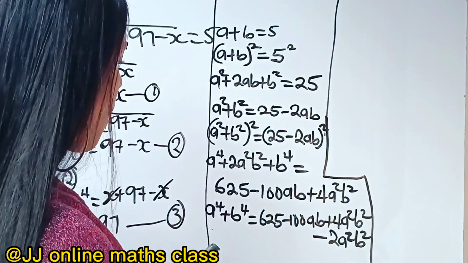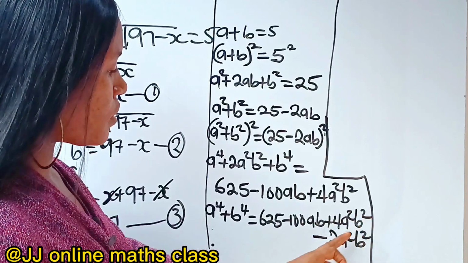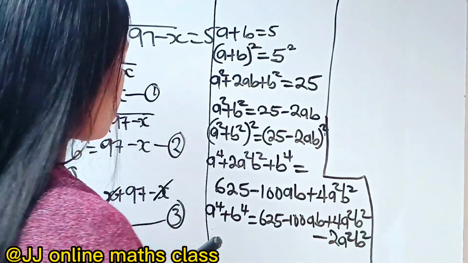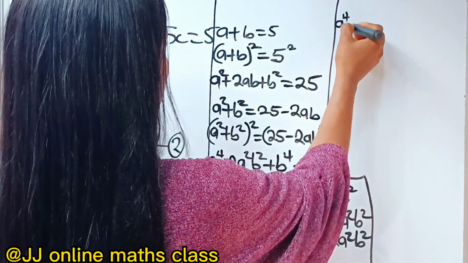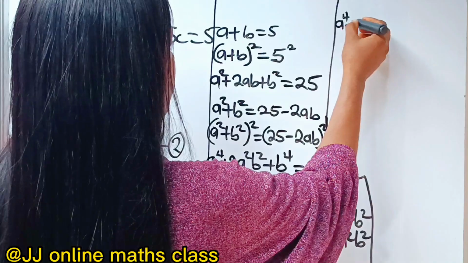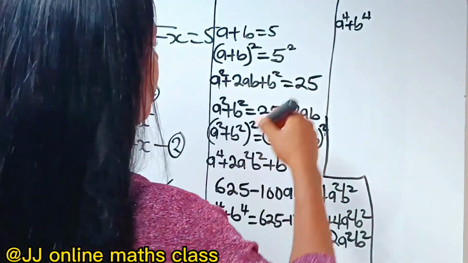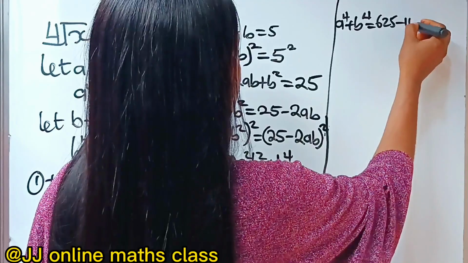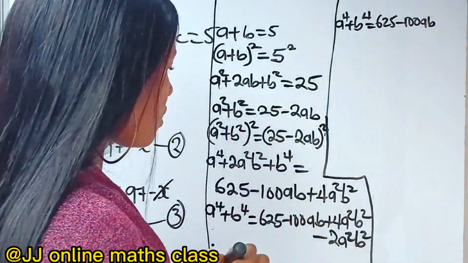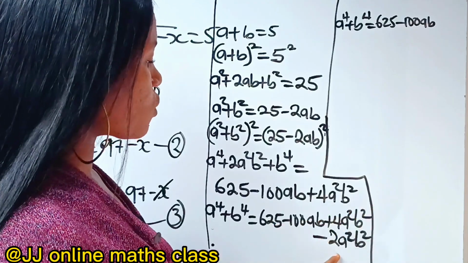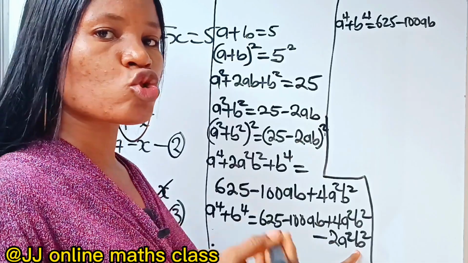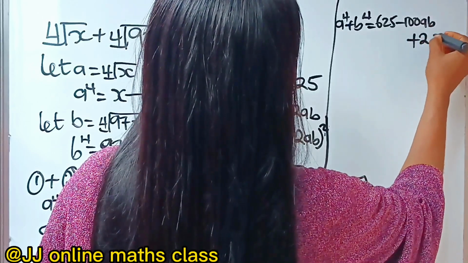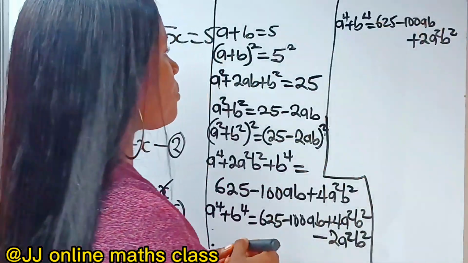We now have that. Notice that we have 4a squared b squared and we have minus 2a squared b squared. That means we can actually subtract this, right? So we now have that a to the power of 4 plus b to the power of 4 is equal to 625 minus 100ab. Now 4a squared b squared minus 2a squared b squared will give us 2a squared b squared. So it's going to be plus 2a squared b squared.